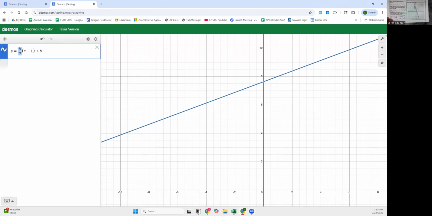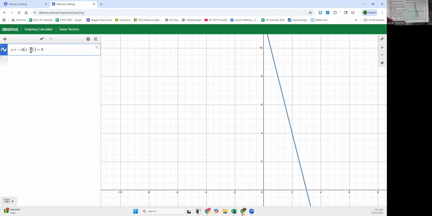Right here we have a -4, x plus 1, and then we have a plus 7. And we see that we're crossing the graph at about 3. We can see our starting point at -1, 7 is about here. All right, so that looks like we've done that pretty good. All right, so we'll stop that and move on to the next one.